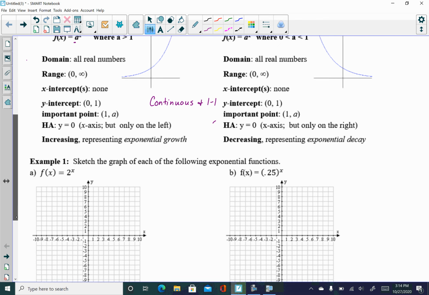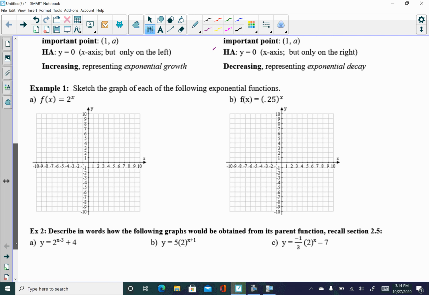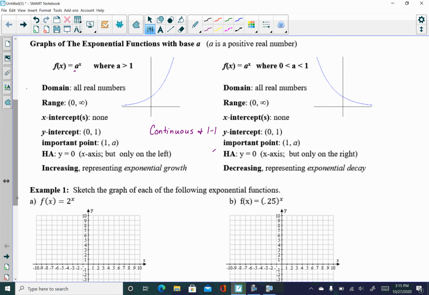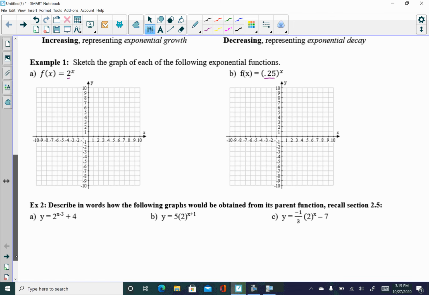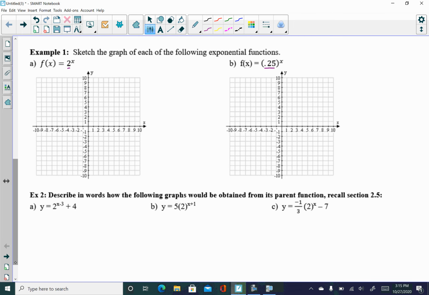Just below that, in example 1, I'm giving you the opportunity to graph two exponential functions, one where you have a whole number and one where you have that fraction, 0.25, which we know is 1/4. Over here on the left, since this is a whole number, we should expect this to increase, and since this one is a decimal fraction, we should expect this one to decrease. I'll do B with you, since the decimal sometimes trips people up.